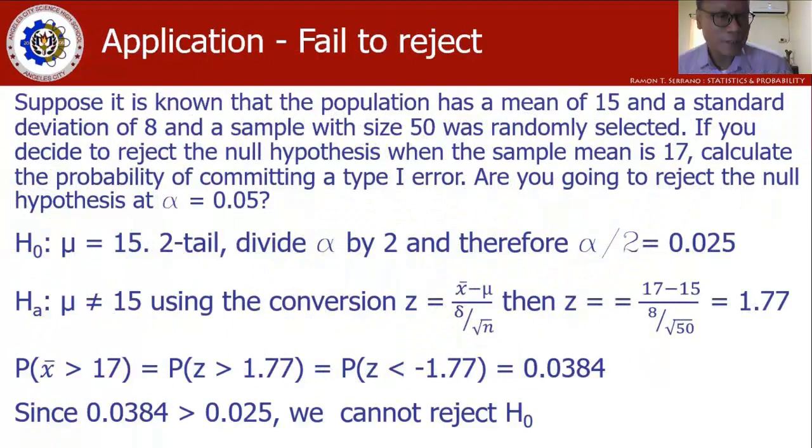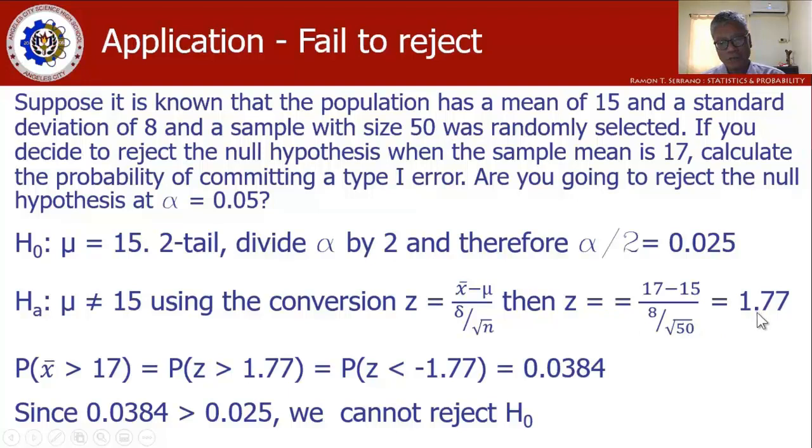Let's compare our answers. Suppose it is known that the population has a mean of 15. Exactly 15 does not say greater than or equal. It doesn't say at least. It doesn't say at most. So I will now have a null hypothesis of mu equals 15, and therefore this is two-tailed. I will divide my alpha by 2 because my alpha will now be separated into two sides because I now have a two-tailed test. So I will have 0.025 on each side. Our null hypothesis of mu equals 15 will have an alternative of mu not equal to 15.